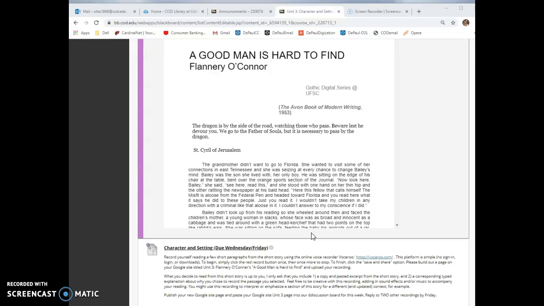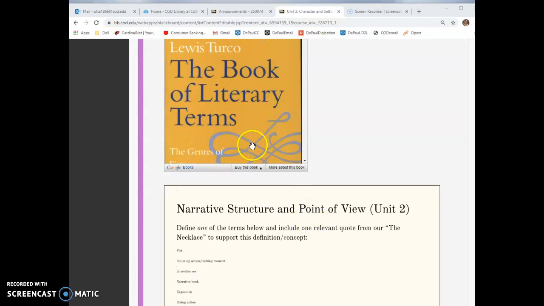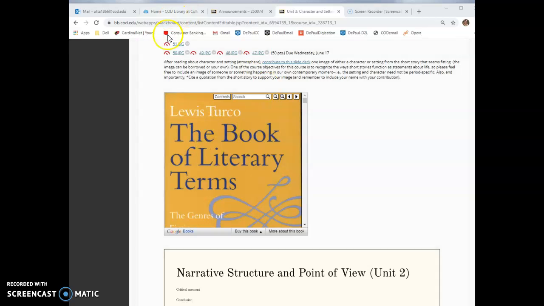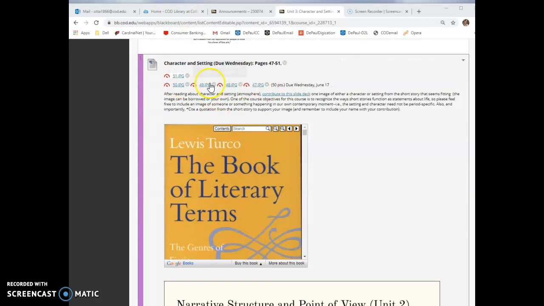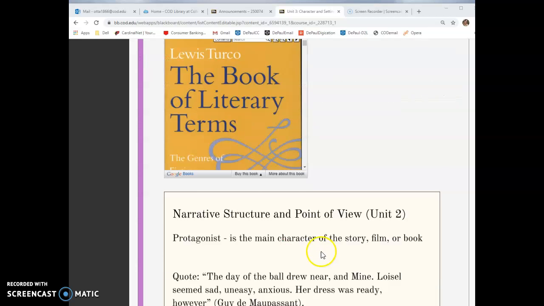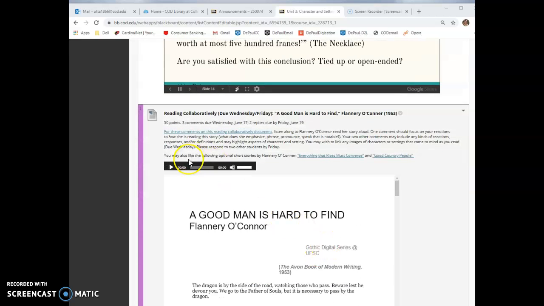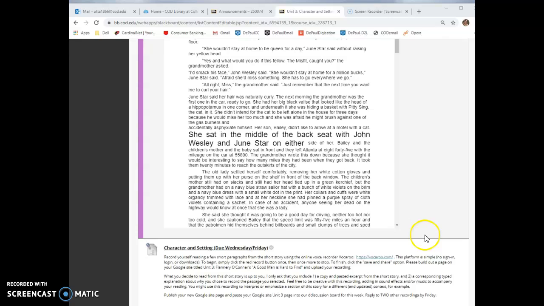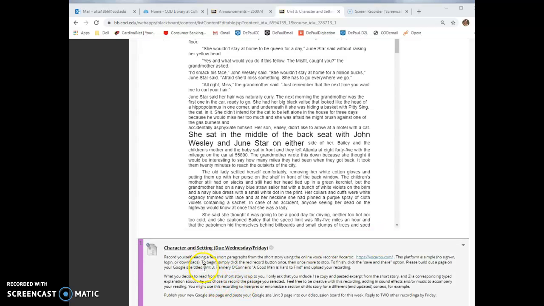Just remember that by Wednesday, please have read the Book of Literary Term Selection that I've included here if you can't view it through the Google Book. Contribute to the slide deck by Wednesday. Also complete the initial reading by Wednesday with your 3 comments, and have posted your newest or published link from your Google site.